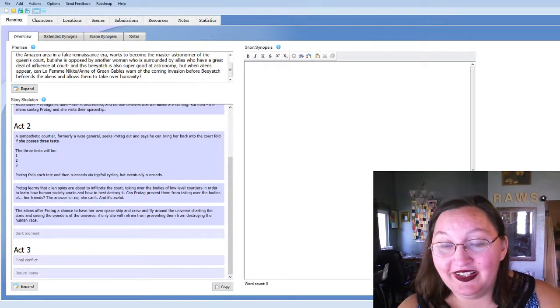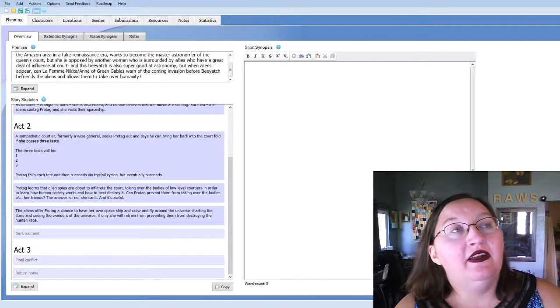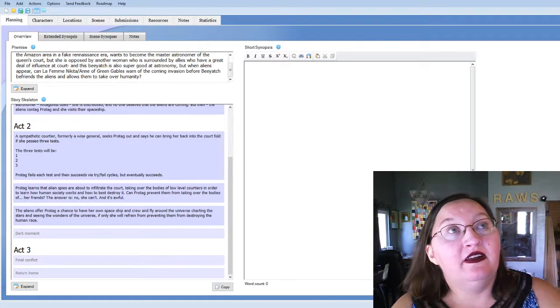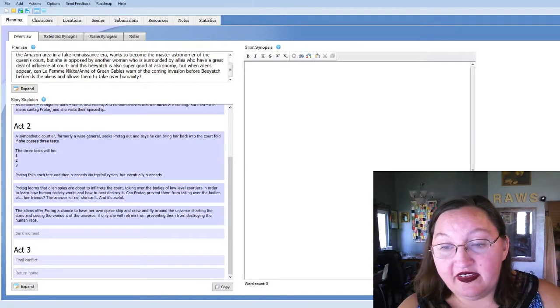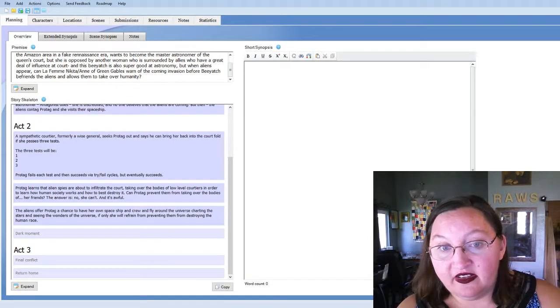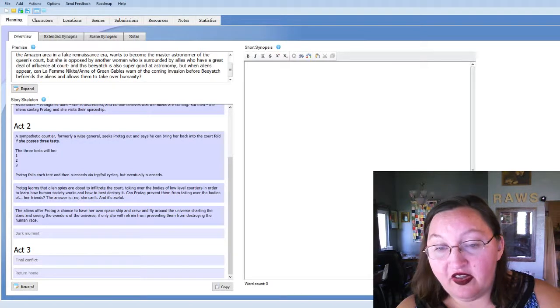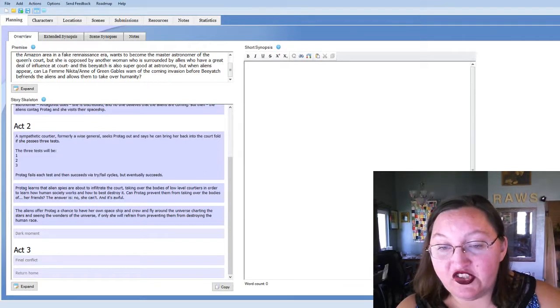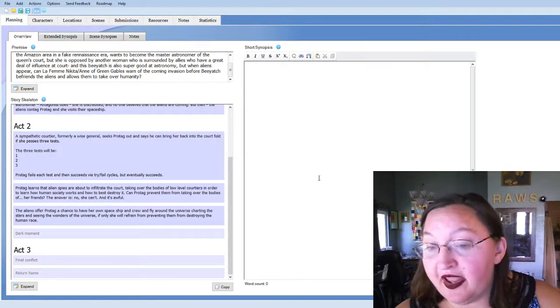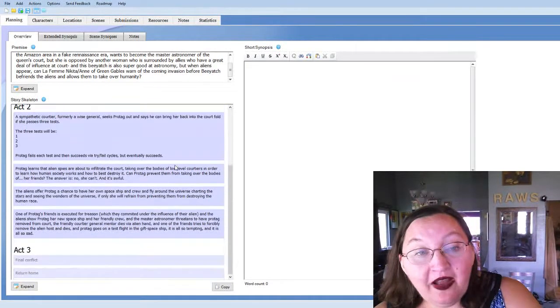and one of the friends tries to forcibly remove the alien host and dies, and Protag goes on a test flight in the gift spaceship. It is all so tempting, and it is all so sad. Okay. Wow, okay, so that's Act 2.